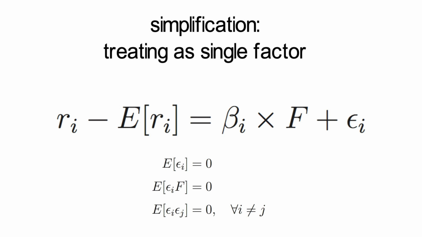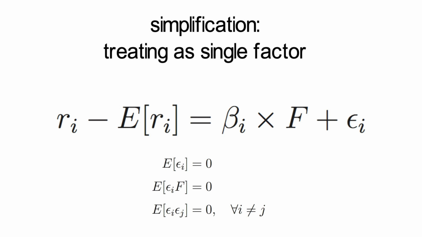So here these restrictions written in terms of expectation say the following. The first restriction on epsilon_i says that it has a 0 mean return innovation. The second restriction says that epsilon_i is uncorrelated with the common risk factor. And the last restriction highlights that it's truly an asset-specific return innovation.